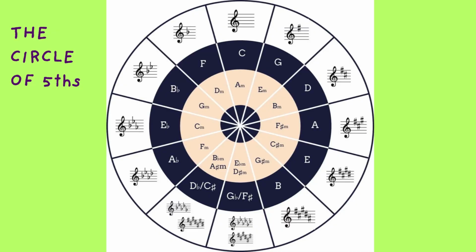Here are some more key signatures for you to learn. This is the circle of fifths. It tells you which notes are sharps and flats in each key signature. The innermost circle tells you the minor keys. The outer circle, which is seen in color blue over here, tells you the major keys, and the outermost circle tells you which notes are sharps and flats in those key signatures.